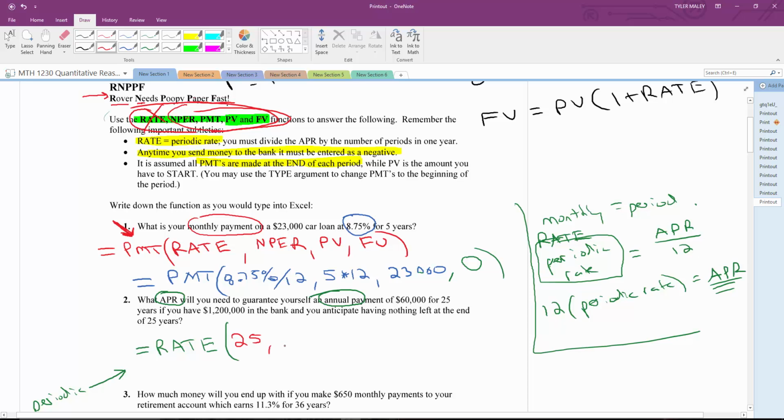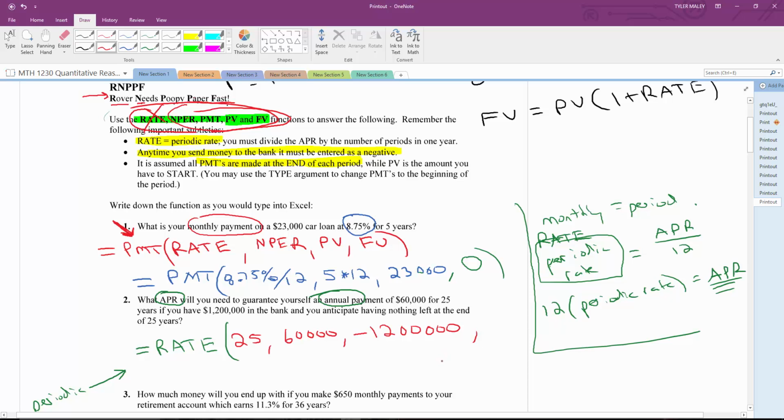Then the next would be my PMT, my payment. So my payment would be $60,000, right? Because I'm getting $60,000. And then next would be my present value. So my current present value is negative 1.2 million. So remember, no commas in the number. So we got 1, 2, then 1, 2, 3, right?